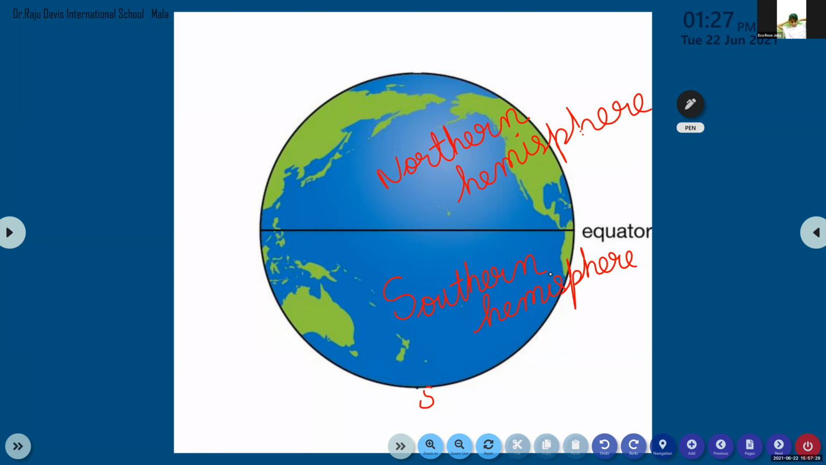Okay. Listen, the equator is an imaginary line drawn around the middle of the globe to divide it into two equal parts. One towards the north, the other part towards the south. The north of the equator is known as the, tell me. Northern hemisphere. Okay, below the equator to the south is called the southern hemisphere. Then we can study the next point on a globe.